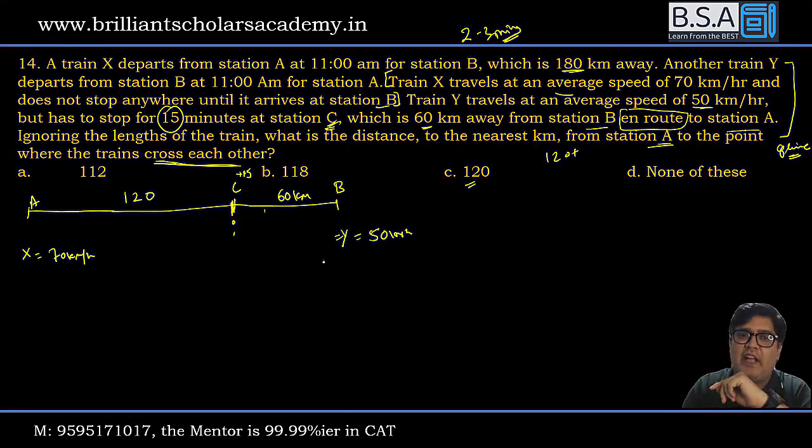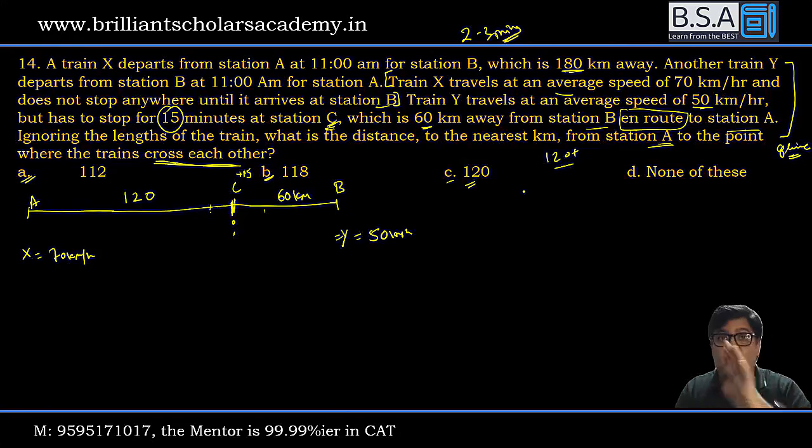Third case is train Y is crossing C. After stoppage, it is crossing C and then train X crosses it. Distance will be less than 120. There are 2 options less than 120. There is one option of 120. There is no option of 120 above.